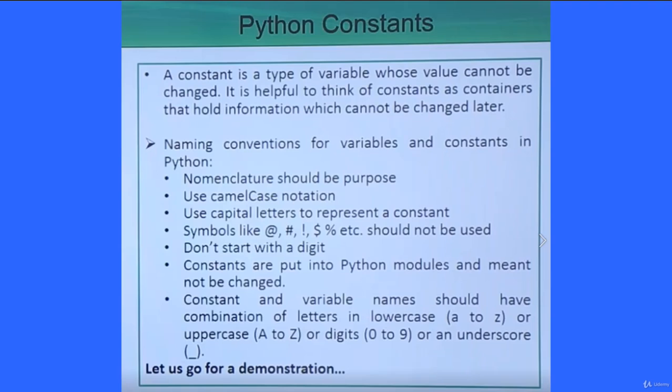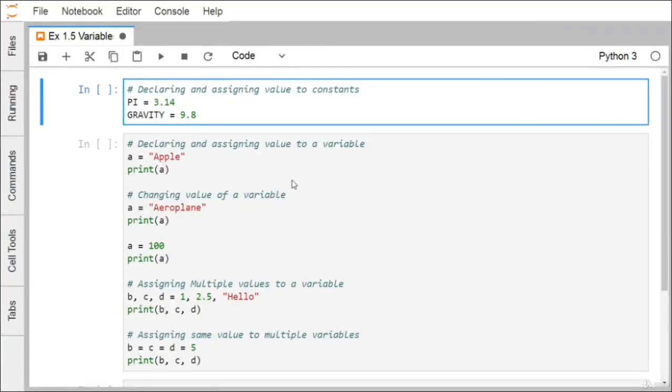So constant and variable names should have the combination of letters in lowercase, that is small a to small z, or uppercase letters, that is capital A to capital Z, or digits, that is 0 to 9, or an underscore. These are the valid characters in naming. So let us go for a further discussion with some demonstration for easier understanding.